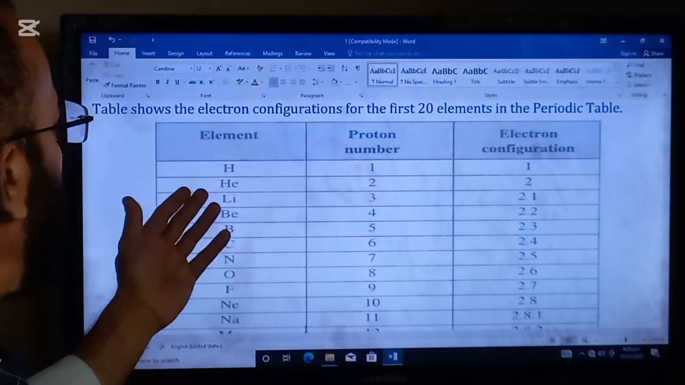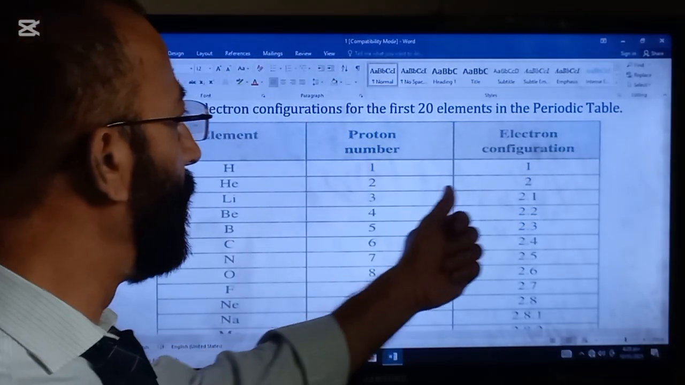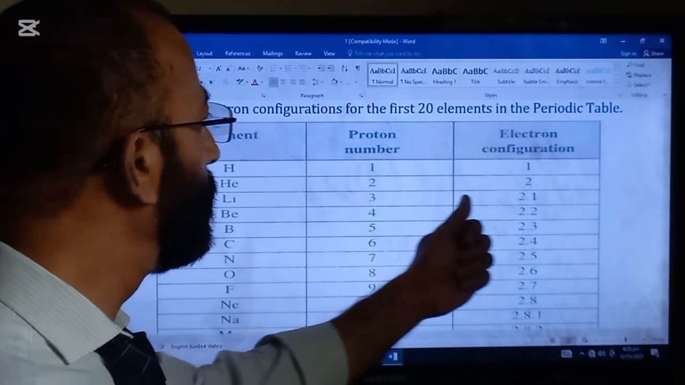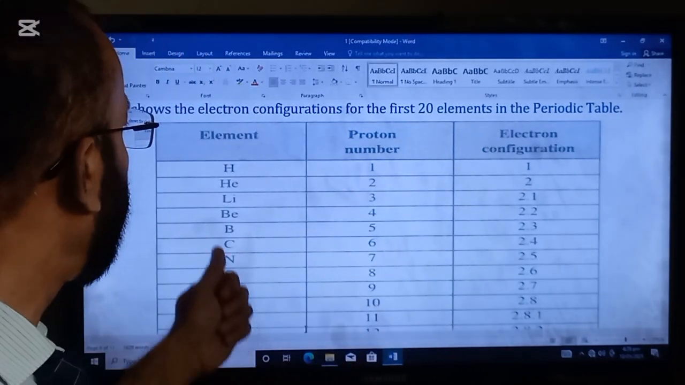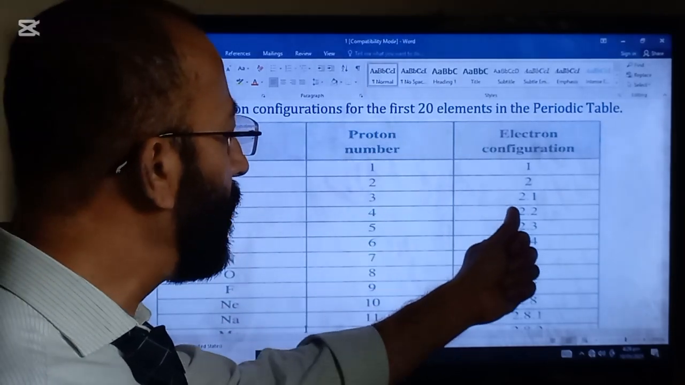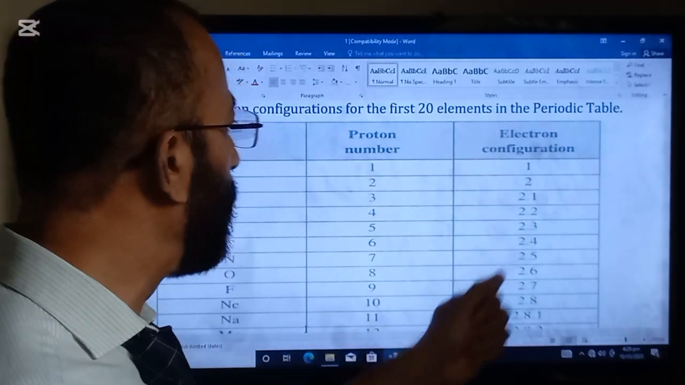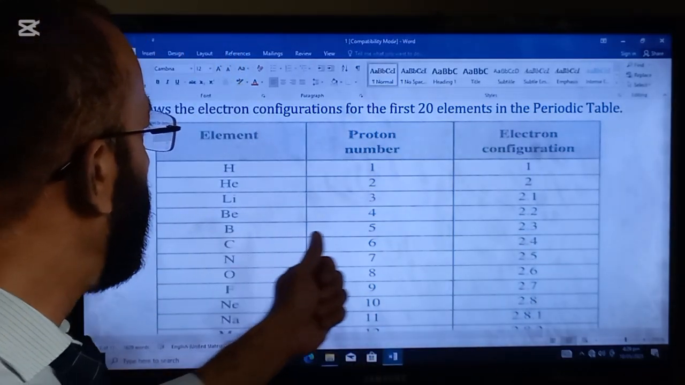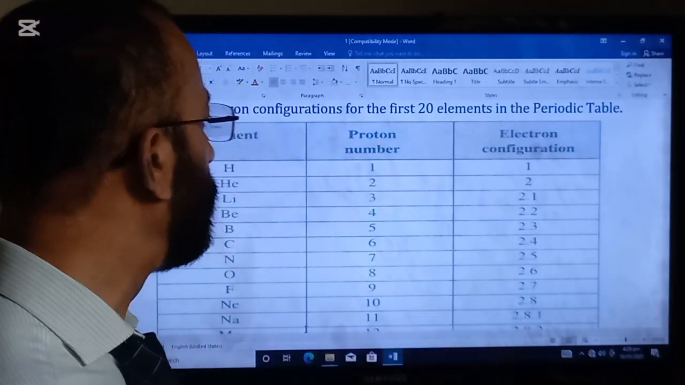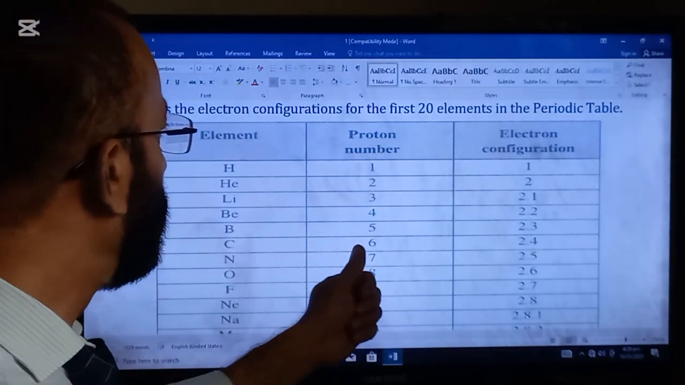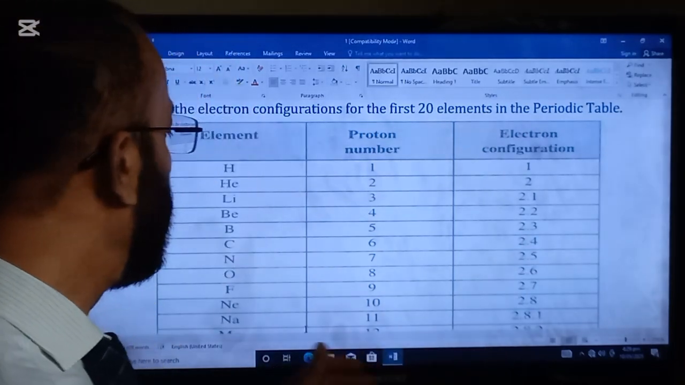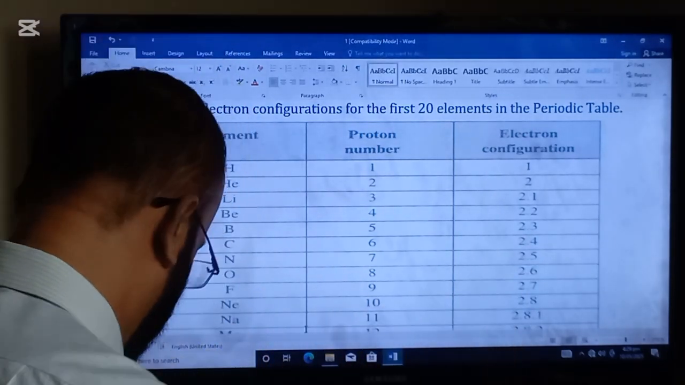So hydrogen, proton number is 1, electronic configuration is 1. Helium, proton number is 2, electronic configuration is 2. Lithium, proton number is 3, electron configuration is 2, 1. Beryllium, proton number is 4, electron configuration is 2, 2. Boron, proton number is 5, electron configuration is 2, 3. And so on.